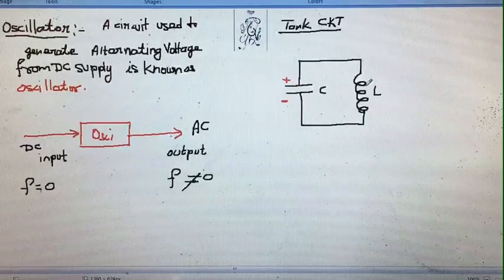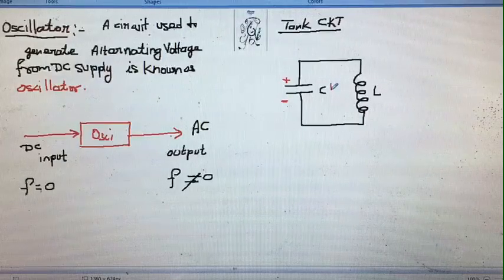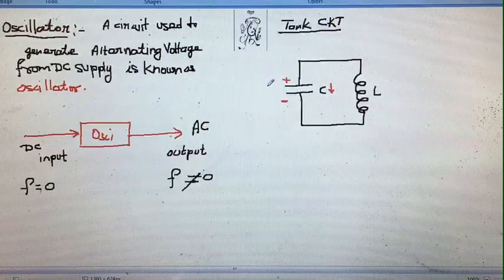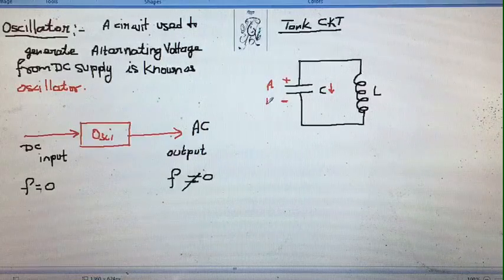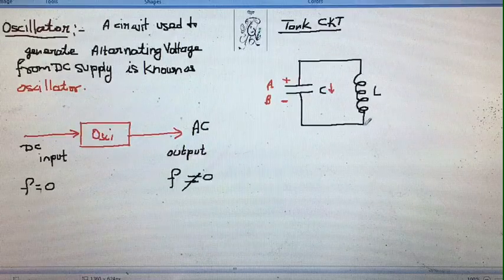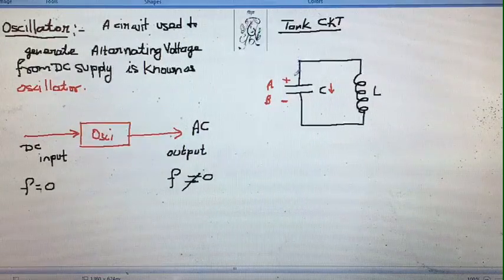So the electric field inside the capacitor is from the positive plate to the negative plate. Let this be plate A and this be plate B. Then electrons from plate B start to move towards plate A through the circuit. And when electrons are moving from point B to point A, current is flowing in clockwise direction.